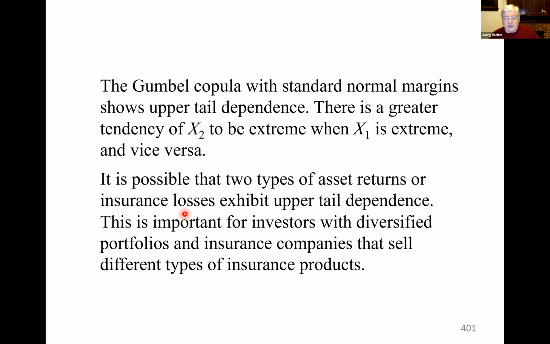And also insurance losses may exhibit upper tail dependence. So that's naturally important for the insurance company. If we have two types of insurance contracts, and if in one type of contract we have a high loss, then in the other type of contract it's also likely to have a high loss. That's important information for the insurance company. Then actually the two types of contracts do not provide a lot of diversification.